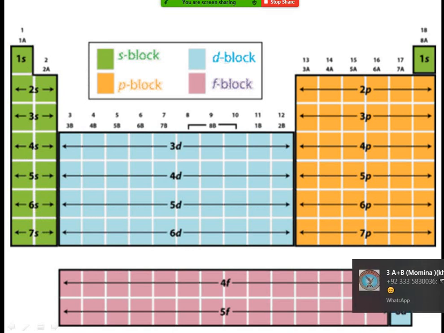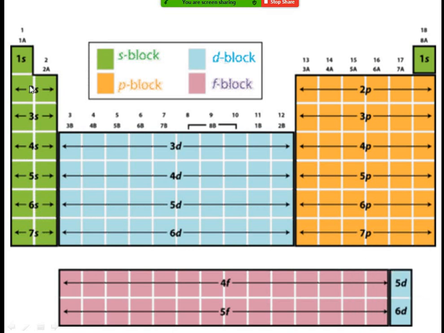The first A and second A are S block elements. They are represented in this way. Group 1A and group 2A are S block elements, and group 3A, 4A, 5A, 6A, 7A, or you can say group numbers 13, 14, 15, 16, 17, 18, are P block elements. The D block elements and F block elements are located in the center of the periodic table, and these will be discussed in the next chapter.